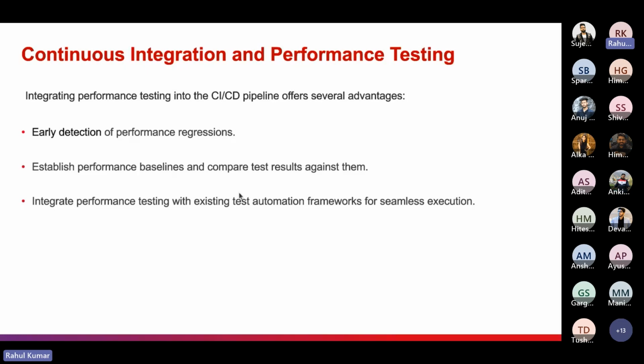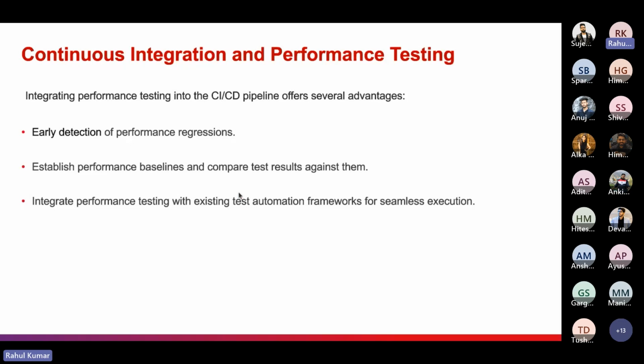Like early detection of performance. In early detection, tests can be executed and build continuous feedback on the application performance. Early detection of performance regression allows developers to identify the issues and address them promptly, and we can minimize the impact on the overall application performance. So that falls under early detection, by which the developer can promptly find the issue or fix the issue.